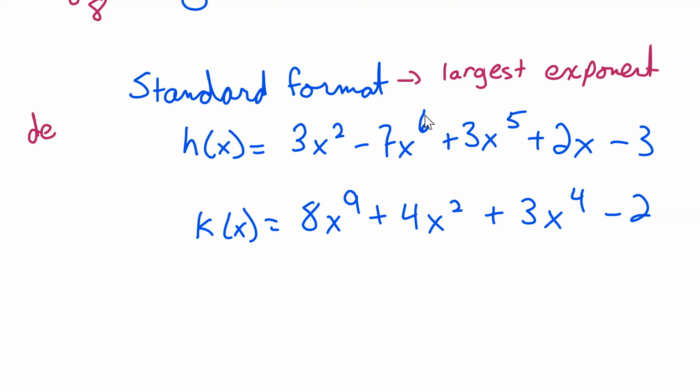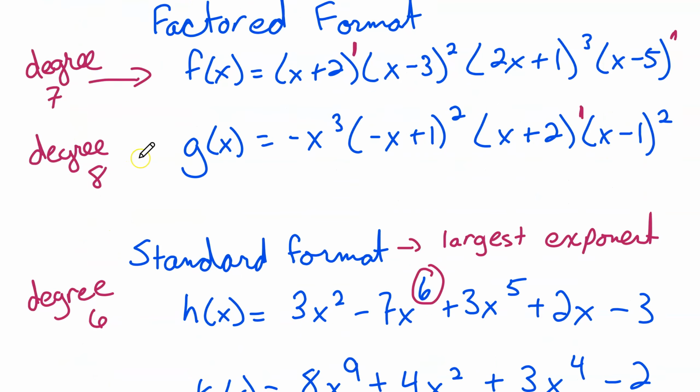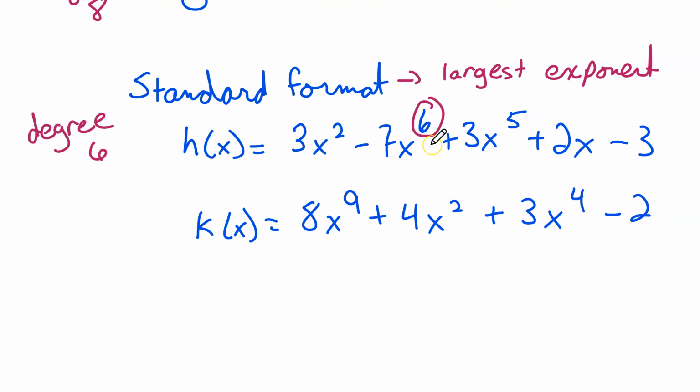And so the degree on h of x is just going to be 6. Because if you think about it, this one's already multiplied out. Whereas these, we would have to multiply them out. So if you were to multiply these that are in factored format out, you would end up with an x to the 8th or an x to the 7th. Whereas these are already multiplied out. And so here we have a degree of 9.